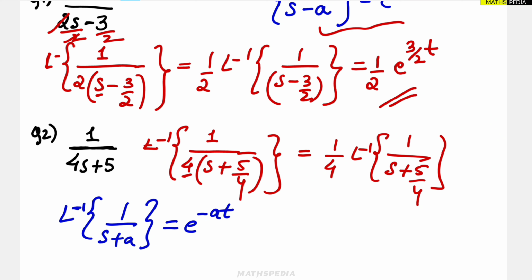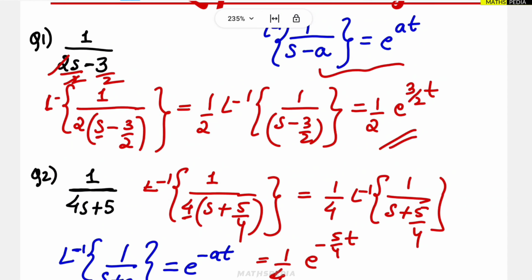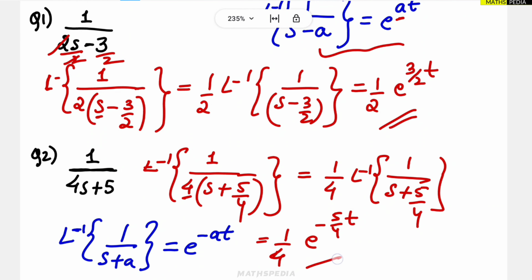So what will happen here? The Laplace inverse is gone, so the direct answer will be 1 by 4 outside, e power minus a t, where a is 5 by 4. If you remember this formula also, it's the same thing. The only change is that instead of minus it becomes plus, so we have to put minus a, so minus 5 by 4 t. This will be the answer.